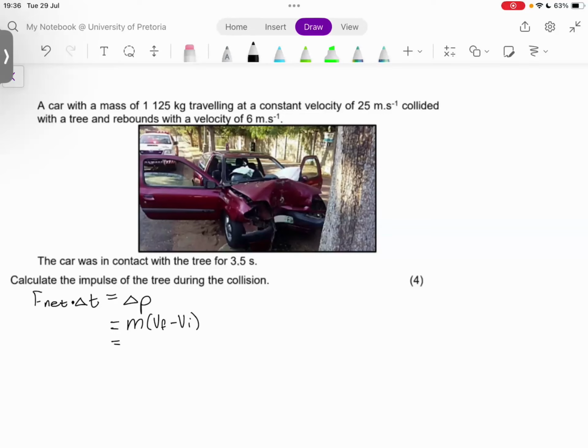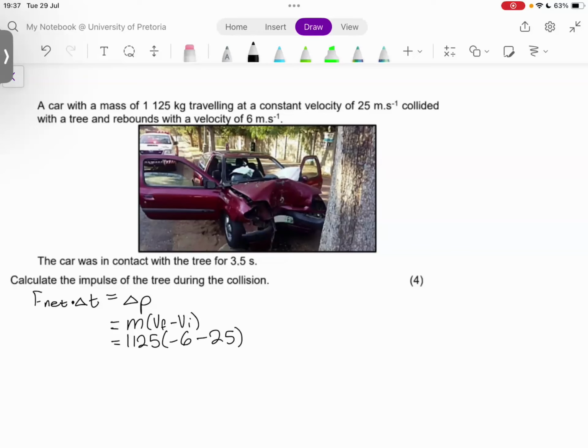In solving this, we have to substitute in our values. The mass of the car is 1,125. The final velocity would be -6, whereas the initial velocity is 25 meters per second. In this case, we're just taking the direction of the initial velocity as positive.